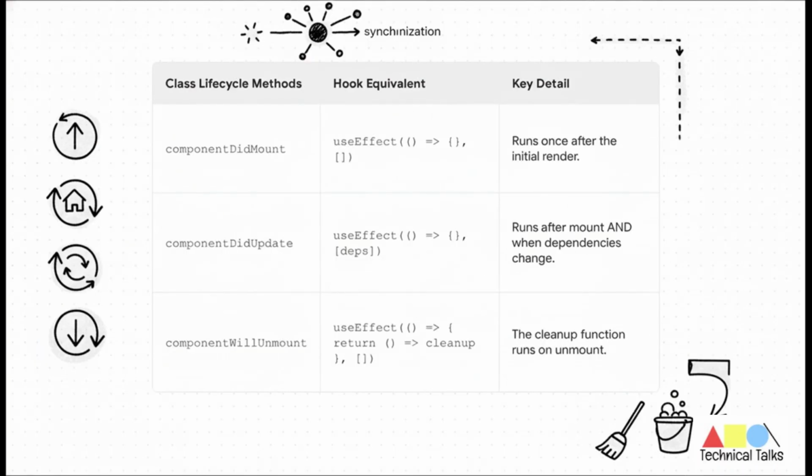And when you map them out like this, you can really see the new way of thinking. We're moving away from thinking in rigid phases like mounting or updating. Instead, hooks get us to think about synchronizing our component with some external system. componentDidMount? That's just a useEffect that runs once. componentDidUpdate? That's a useEffect that reruns whenever its dependencies change. And componentWillUnmount? That's just a cleanup function you return from your effect. It's a much more declarative and, honestly, intuitive model once you get the hang of it.